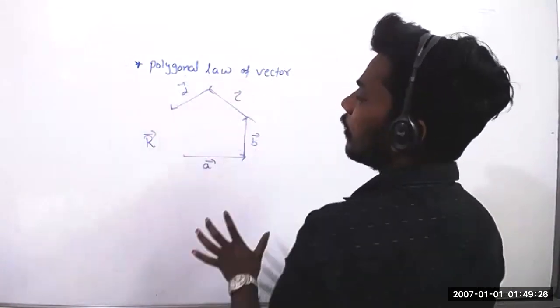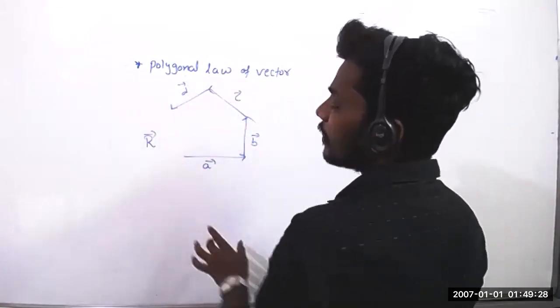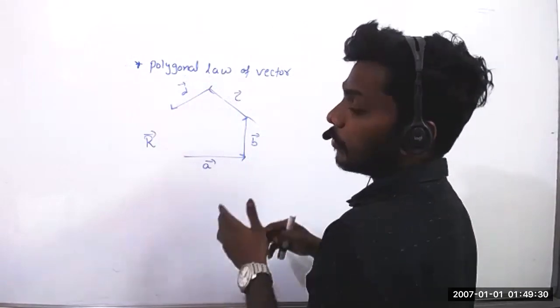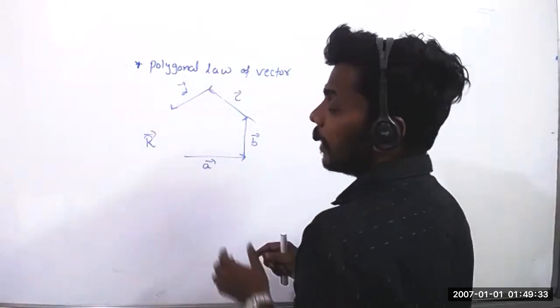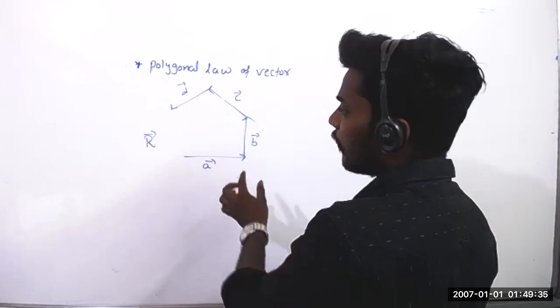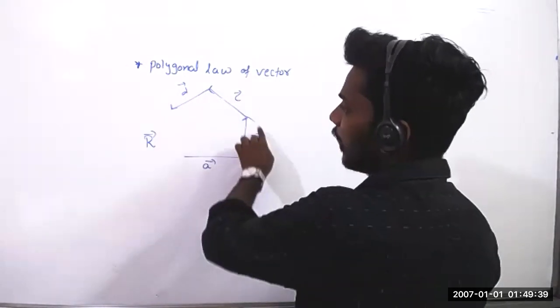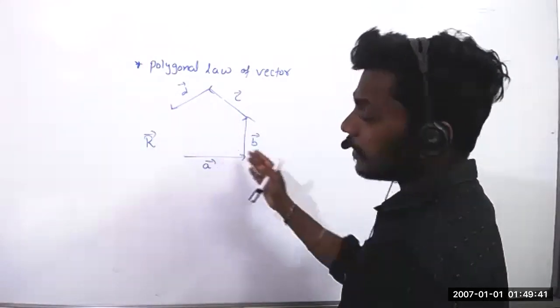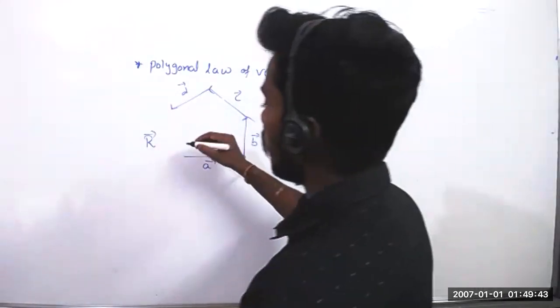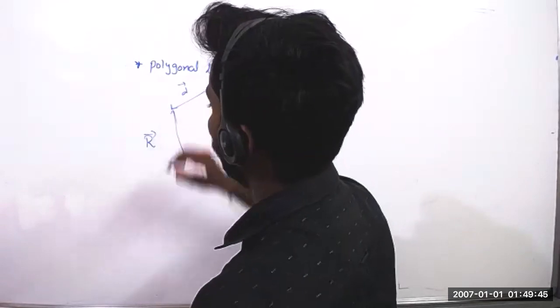Polygonal law means if two or more vectors, a number of vectors, are given as the sides of the polygon as shown in the figure, and taken in the order, then the resultant of the vectors is the closing side of the polygon.